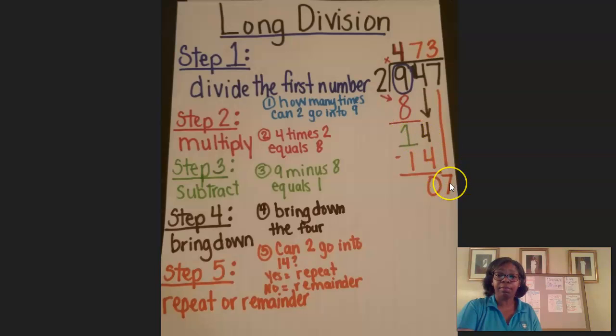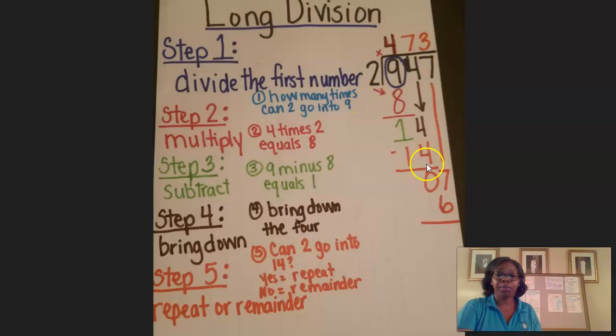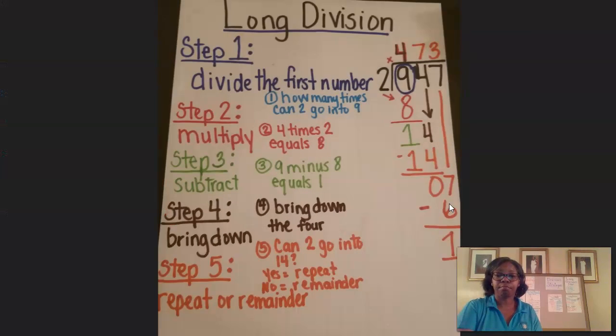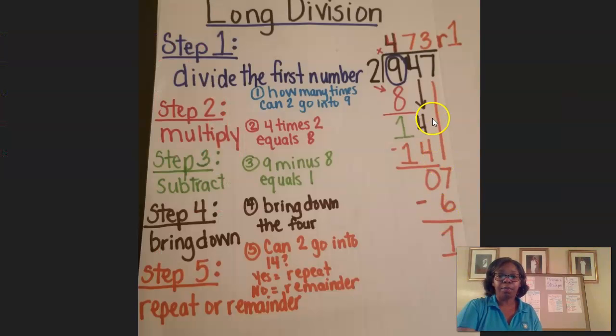Can 2 go into 7? Yes, it can. It can go in there 3 times. 2 can go into 7 3 times. And 3 times 2 is 6. Once we put our 6 down here, we're going to do our next step, which is to subtract, and then we get 1. All right, so we're going to bring down, put our 1 down there. And we do not have any more digits to bring down, and 2 cannot go into 1. So our answer is 473, remainder 1.